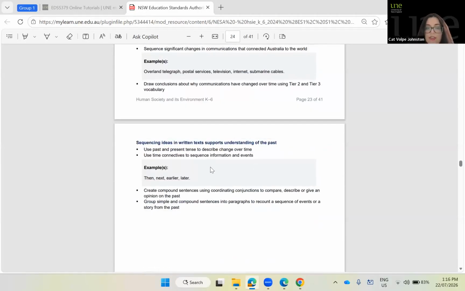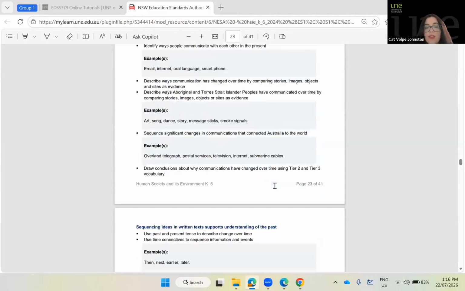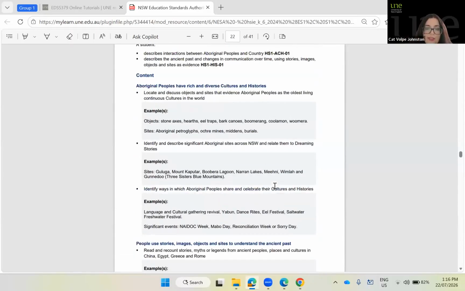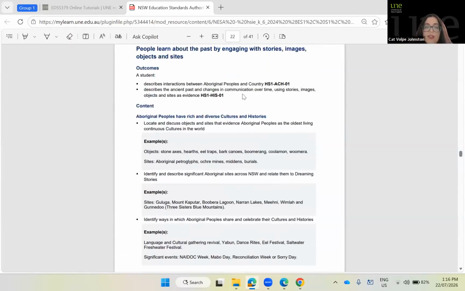And here we go, sequencing ideas in written text supporting understanding of the past. So we've got that creating written text element and what that should look like in history. So how will this be broken up? Again, same as before, it could be in diverse ways. Just remembering that by the end of this stage, and this goes for each of the different stages, these outcomes need to be assessed in some sort of product.